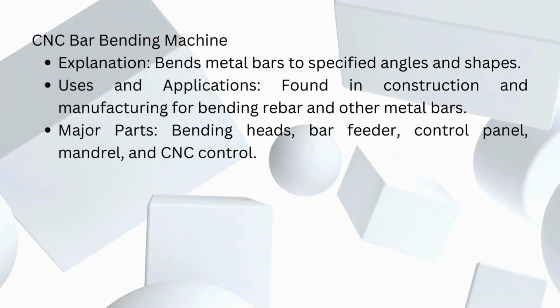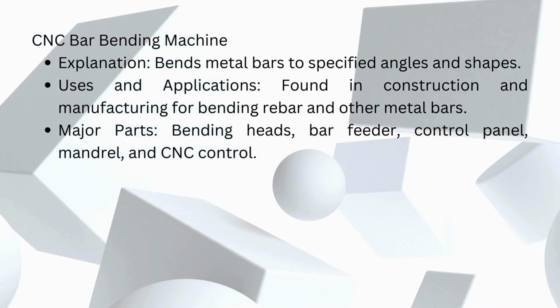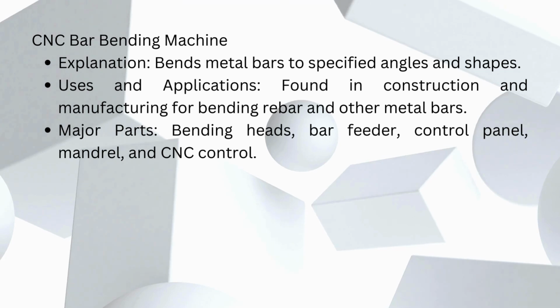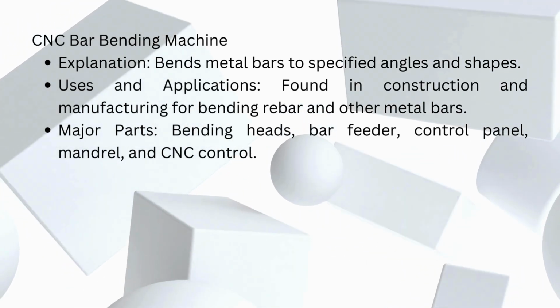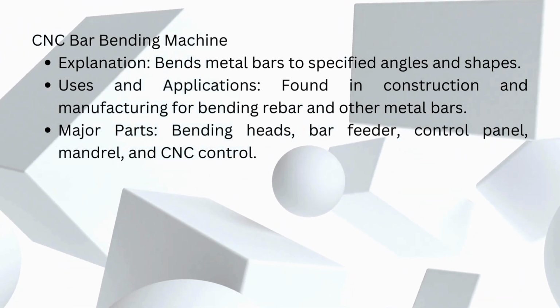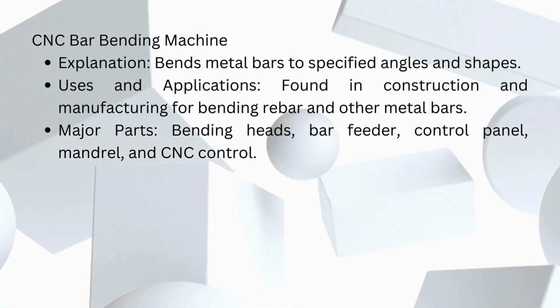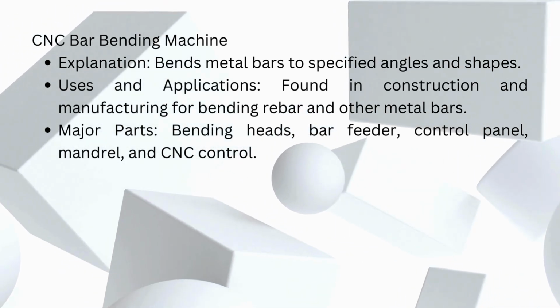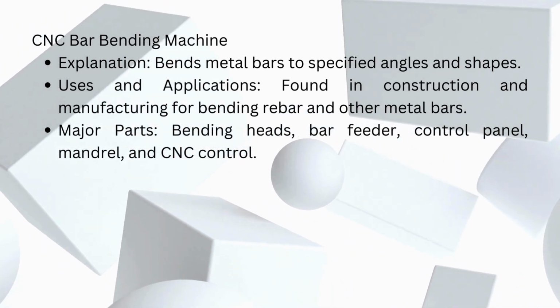CNC bar bending machine. Explanation: bends metal bars to specified angles and shapes. Uses and applications: found in construction and manufacturing for bending rebar and other metal bars. Major parts: bending heads, bar feeder, control panel, mandrel, and CNC control.